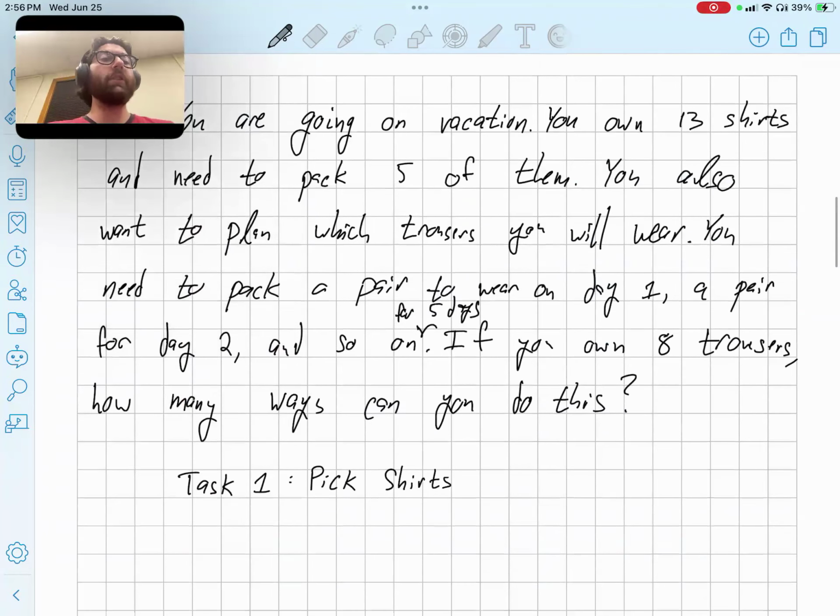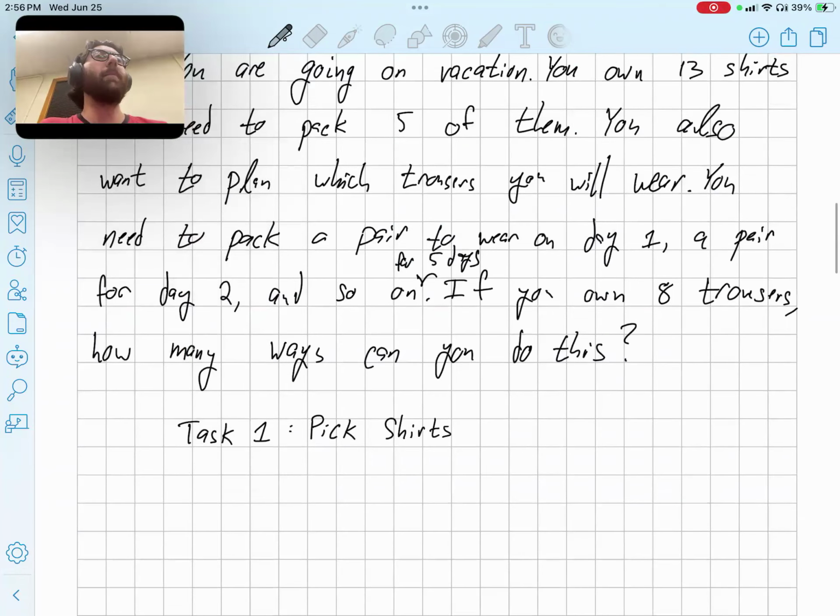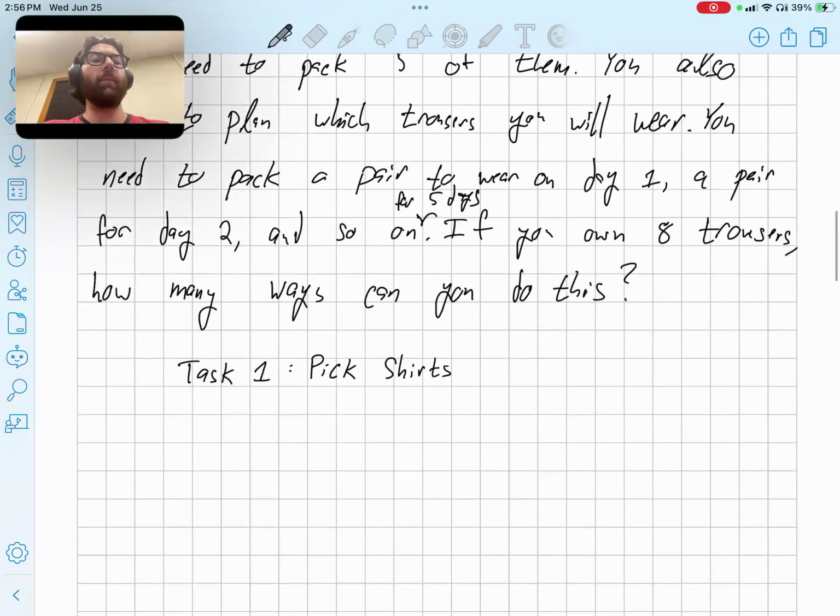Okay, so for picking shirts, it doesn't say you're going to plan for the shirts. You're not planning which one you're going to wear on which day. You just need to select 5 of them. And so this is a combination. You're just saying, I'm choosing which 5 am I going to take and not indicating an order. And so this order doesn't matter. And so we're looking for a combination.